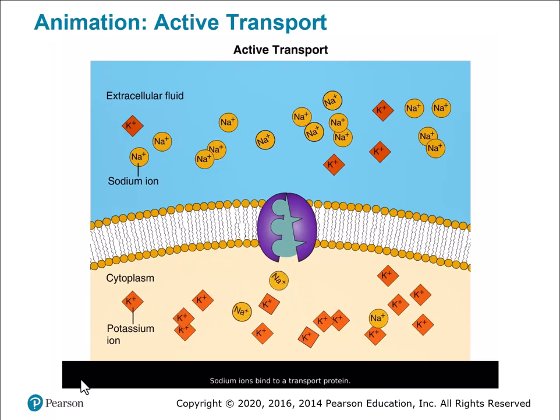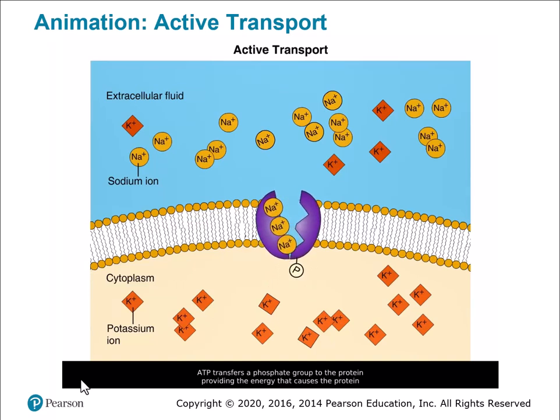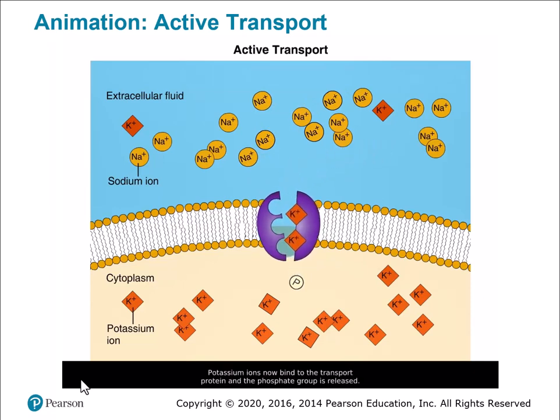Sodium ions bind to a transport protein. ATP transfers a phosphate group to the protein, providing the energy that causes the protein to change shape and move the sodium ions across the membrane, where they are released outside the cell. Potassium ions now bind to the transport protein, and the phosphate group is released. This causes the protein to return to its original shape, releasing the potassium ions inside the cell. The transport protein is now ready to repeat the process.